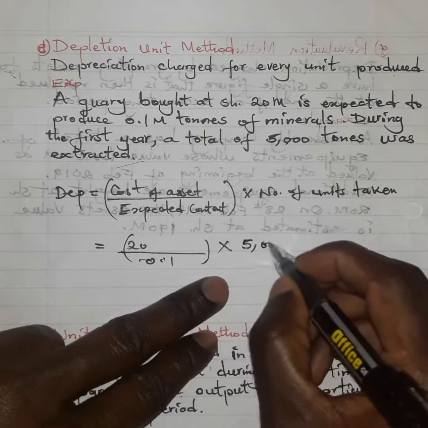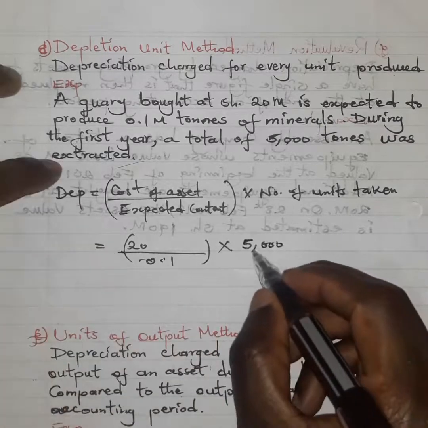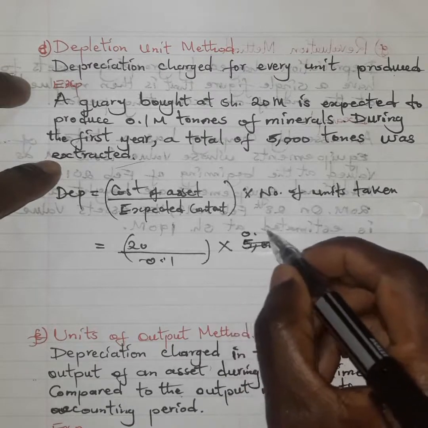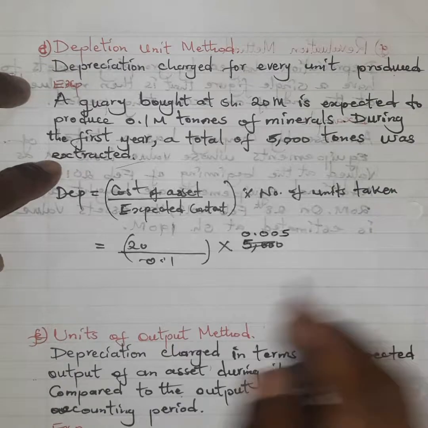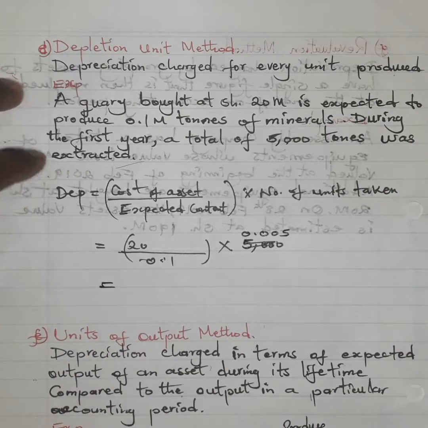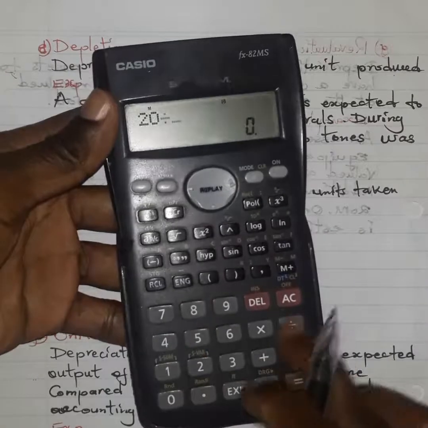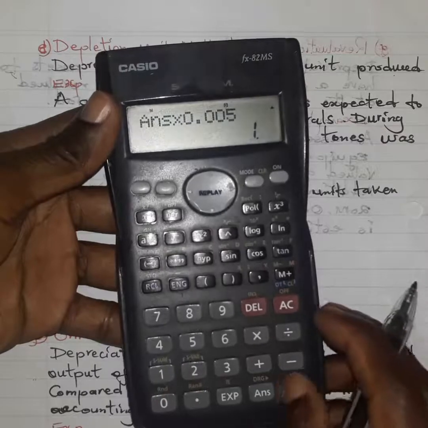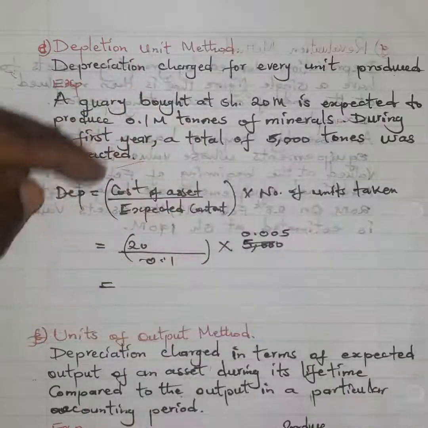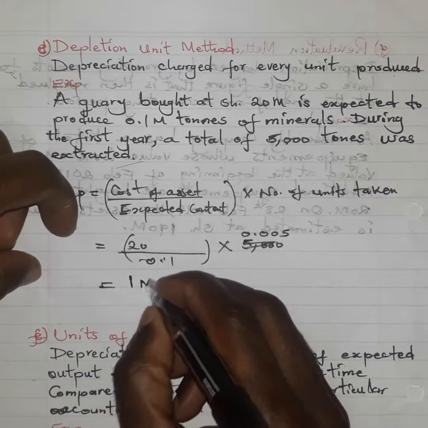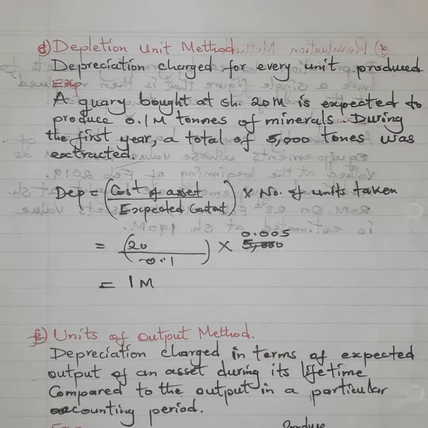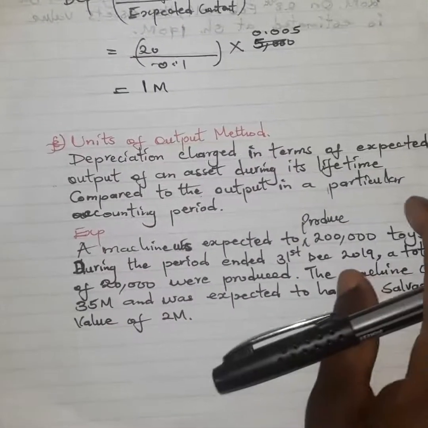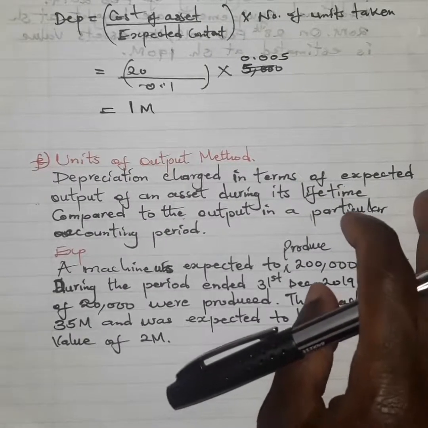5,000 tons is supposed to be 0.005 million because we are working in terms of millions. So when you divide 20 by 0.1 times 0.005, we get 1. So we are supposed to have 1 as the value of depreciation in this particular example. Then the sixth one is units of output method.